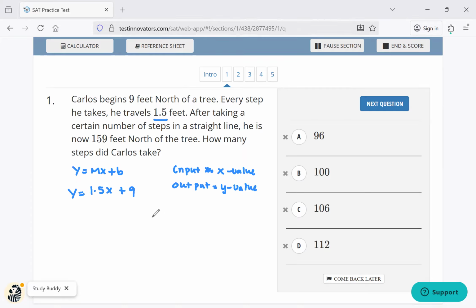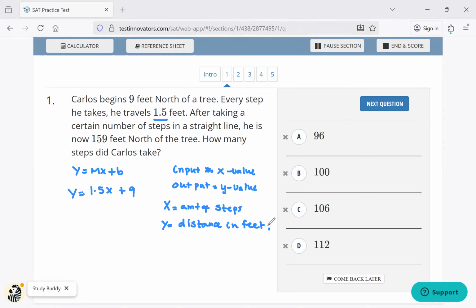Now we got to label correctly our x and our y. So what is our x? Our x is the amount of steps, right? So that's the next thing I'll do. Label my variables. So x is the amount of steps. Y would be the distance in feet. That is kind of hard.